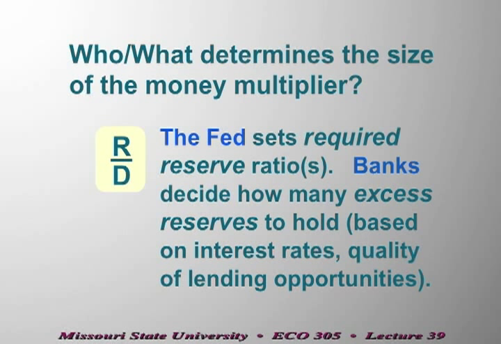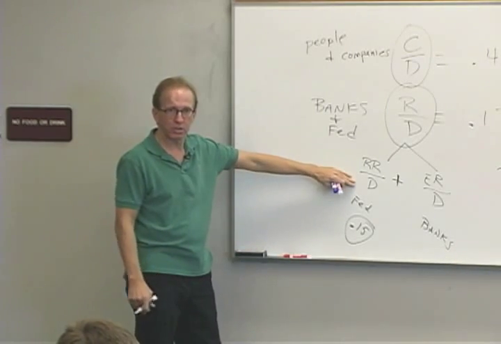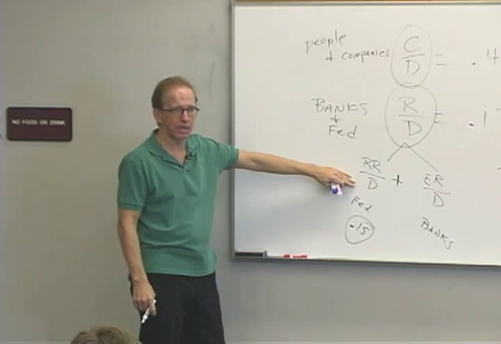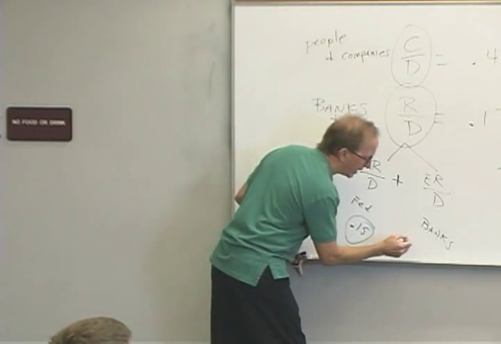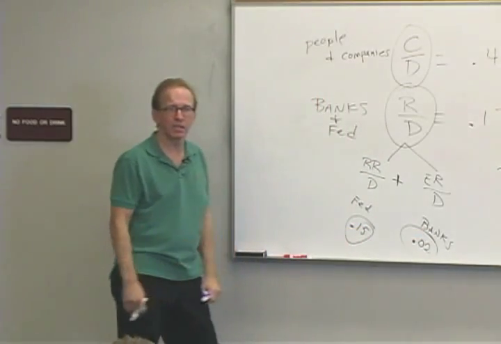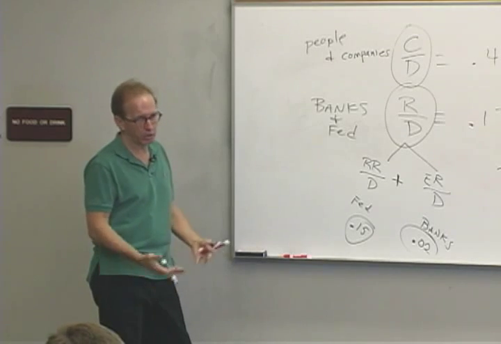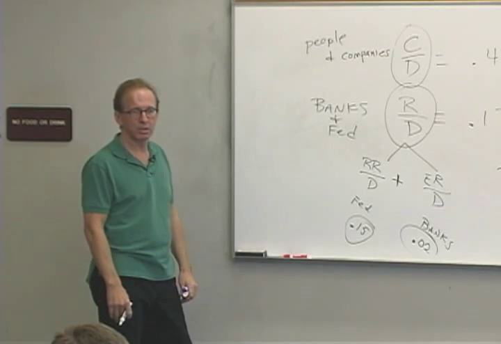And so it might be that this is 0.17. Well, possibly 0.15 would be the Fed's required reserve ratio. And what the Fed is saying is this: if it's 0.15, you hold 15% as much in required reserves as you hold in deposits. Checking deposits is what we're talking about. And then banks might say, you know what? We're going to hold another 2% of our deposits as excess reserves. Bankers would decide that for themselves.